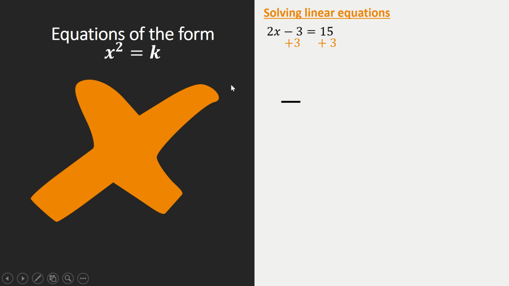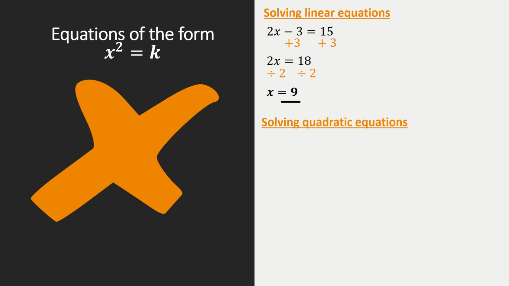First of all, we need to add 3 on both sides. So you would get 2x equals 18. You would divide everything by 2, so x equals 9. So our answer to this linear equation was x equals 9. But how about when this was a quadratic equation? So 2x squared minus 3 equals 15.